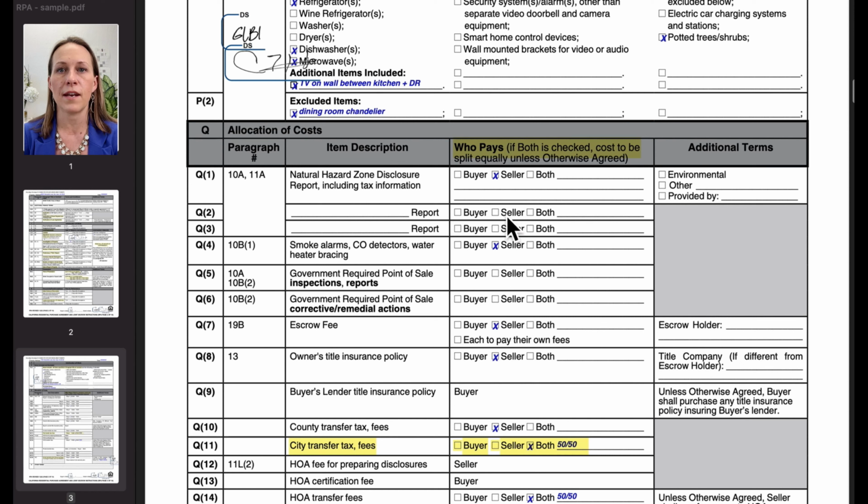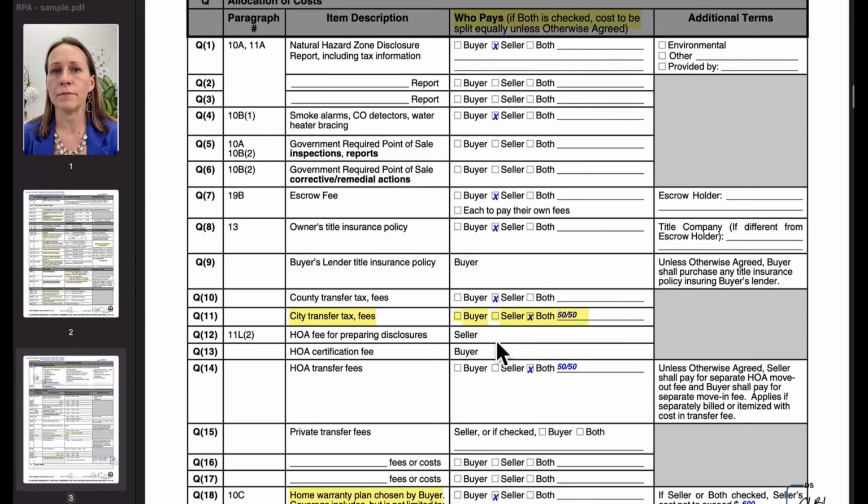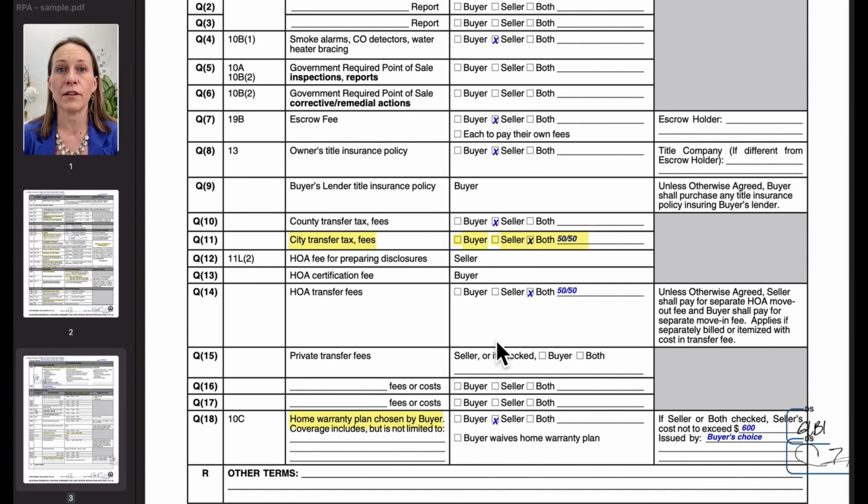The seller would pay for the natural hazard disclosures, they would pay for any smoke detectors or anything by law, they would pay for the escrow fee, the title insurance fee, and they're going to pay for the county transfer tax fee. Now, the city of San Jose, as well as Palo Alto, have some city transfer taxes, so you need to be aware and again, work with a local agent who knows these things, that in San Jose, the standard is for buyer and seller to split that 50-50.